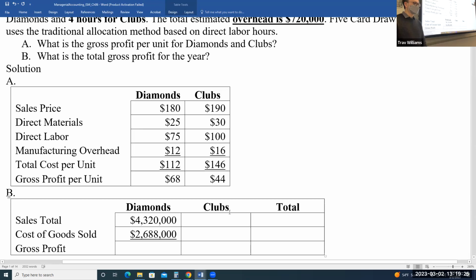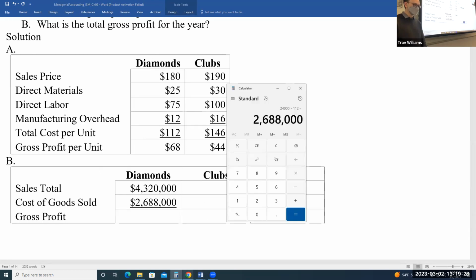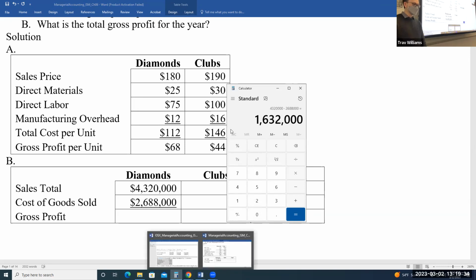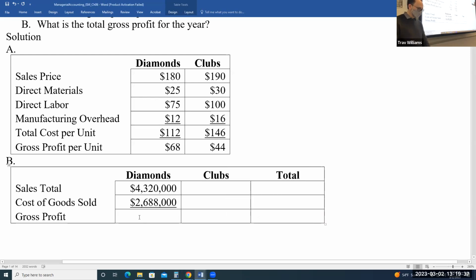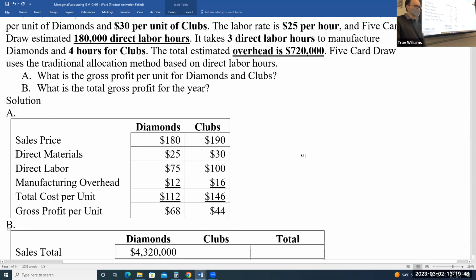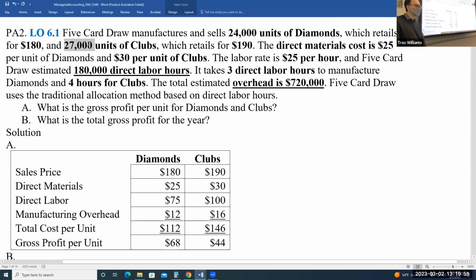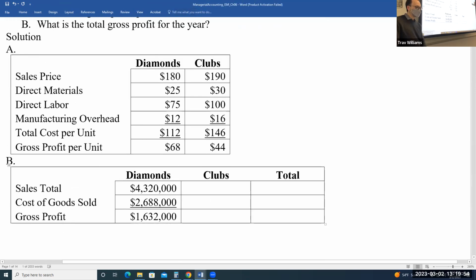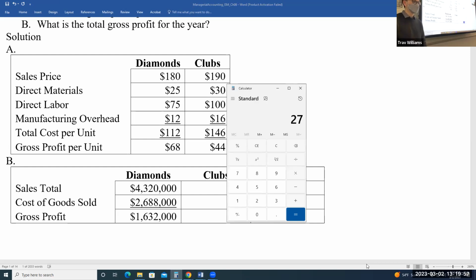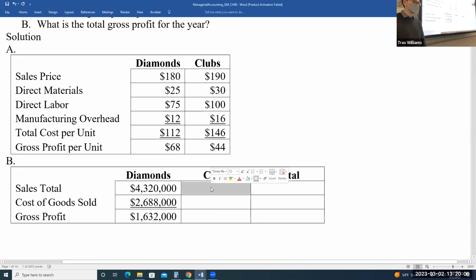And then how do we get gross profit? Subtract. So $1,632,000. Okay, so we'll repeat that process for clubs. Now, clubs had 27,000 units sold. So we multiply that by what? We get sales. $190 sales price. Correct. So 5,130,000.